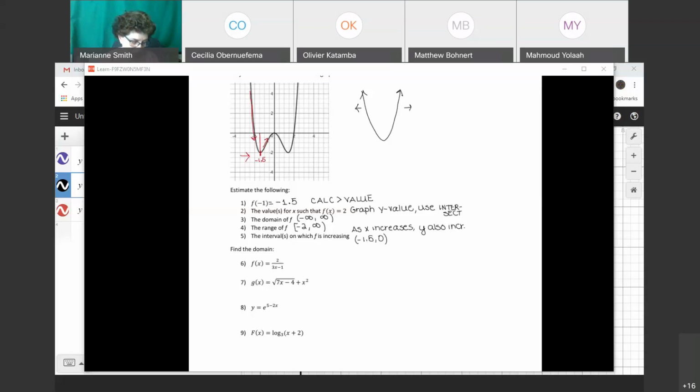Then you can see over here from 0 down to what looks like +1.5, the graph's going down again. And then from +1.5 on out, the graph is increasing. So the other interval would be +1.5 out to infinity. Now lots of times when you've got two separate intervals like this, you could separate them with a comma, or you could separate them with a union symbol. This means or. Does everybody understand the increasing question?